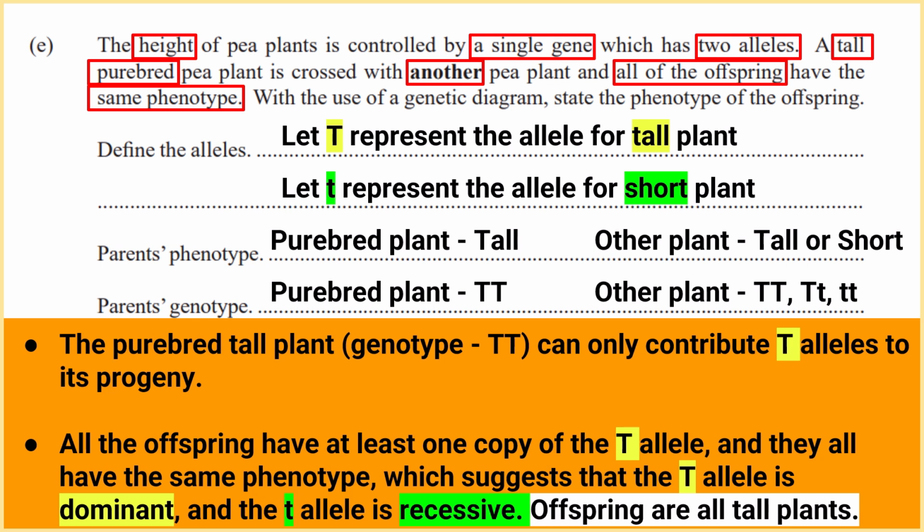Now, before we get into the genetic crosses, let's review. Our purebred tall plant with a genotype of big T, big T can only contribute big T alleles to its progeny. So all of the offspring are going to have at least one copy of the big T allele. And we're told in the question that all of the offspring have the same phenotype. This suggests that the big T allele is dominant and the small t allele is recessive. Therefore, all of the offspring are going to be tall plants.